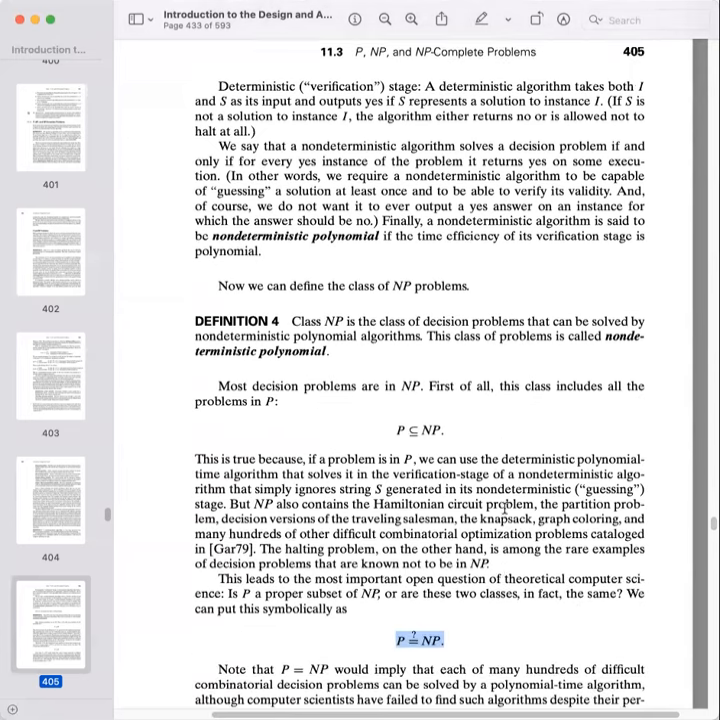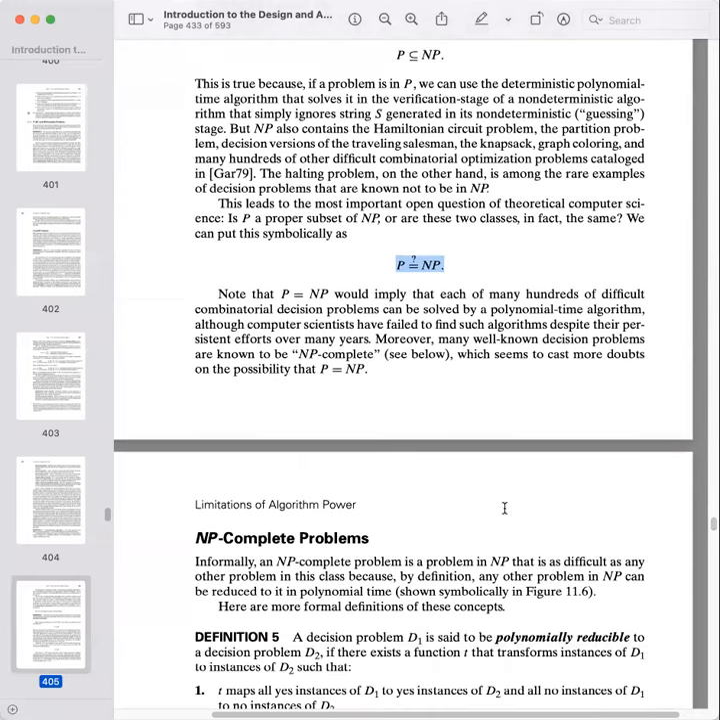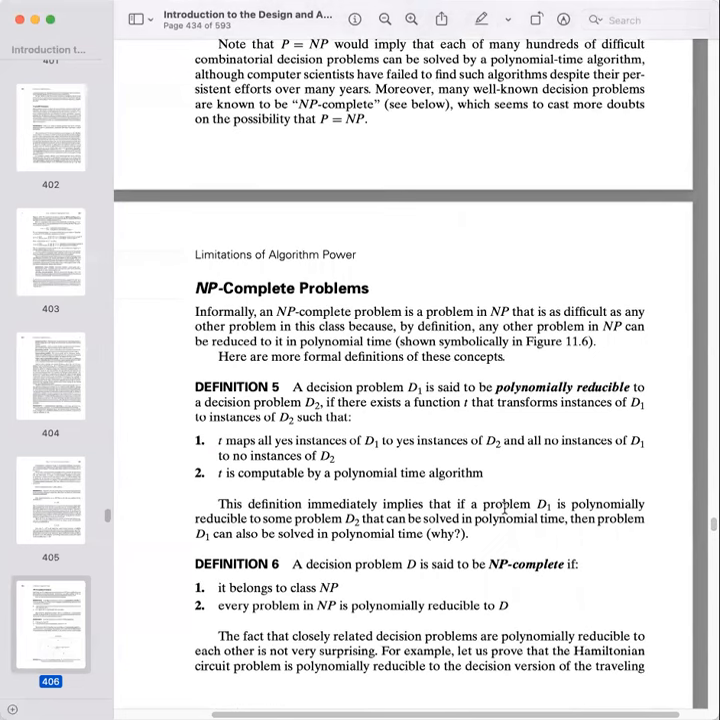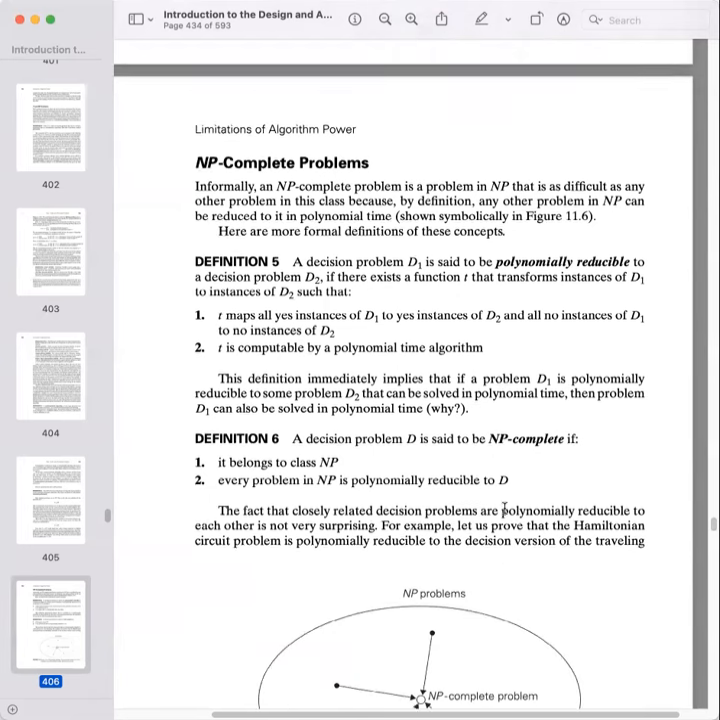Okay, so the other thing about the NP complete. So we have P and NP. Then we have NP complete. NP complete means that it's in class NP, and it can be polynomially reducible to every other decision problem in NP complete. So all you have to do is prove that it's polynomially reducible to one of the others that are NP complete, and you get to all the others that way.